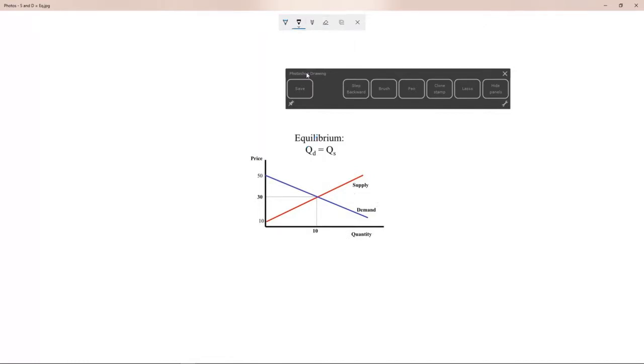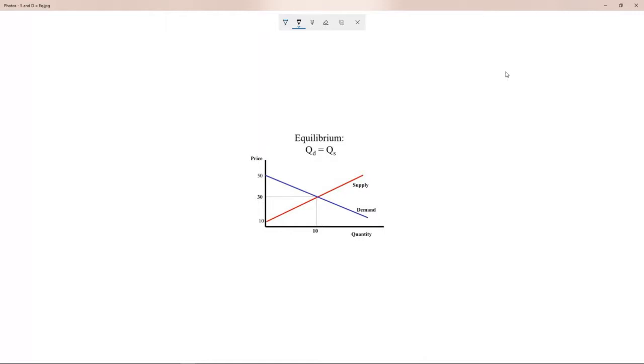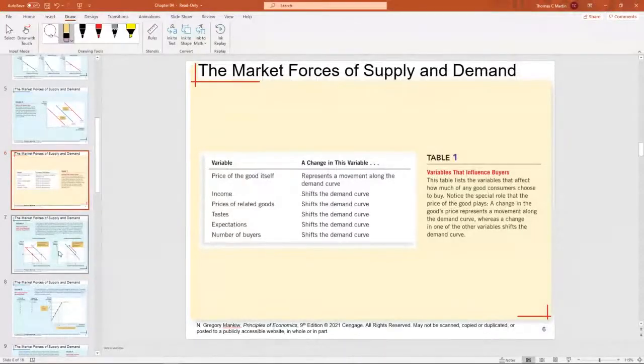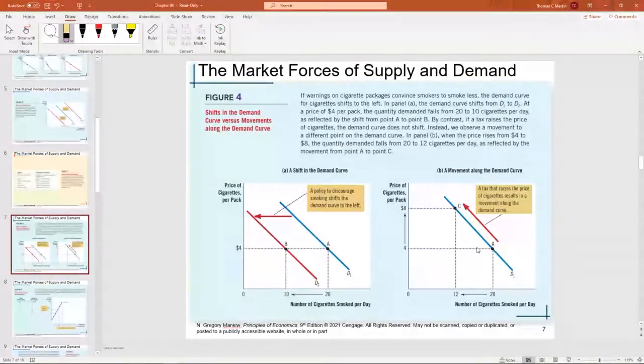Any questions on this, the basic movement of supply and demand? Now, I know in the book, they start off looking at a singular curve, like we see here. And they show the movement to the right or to the left.